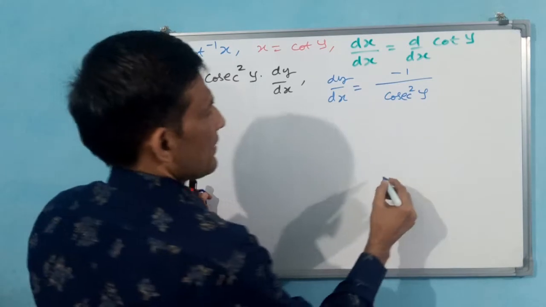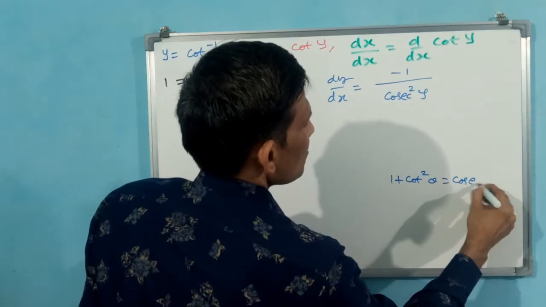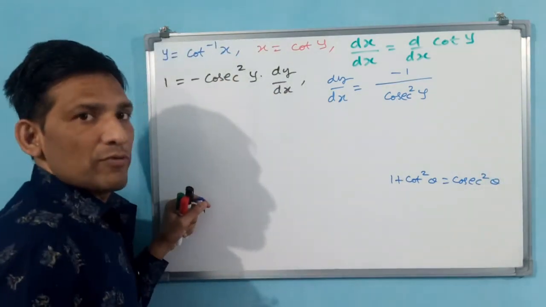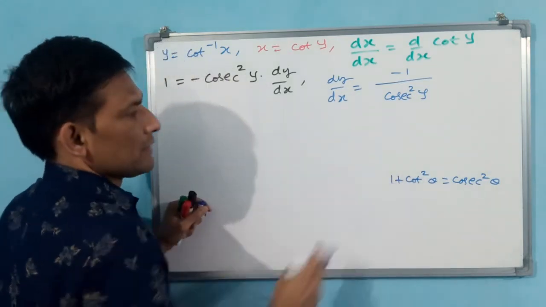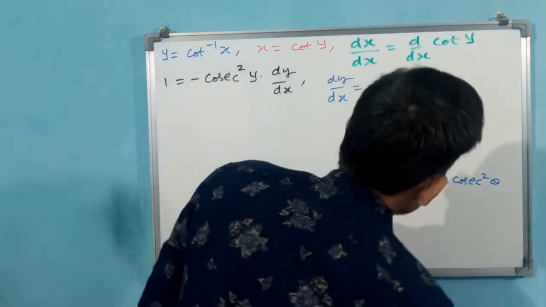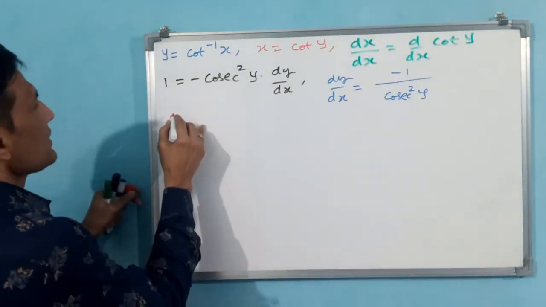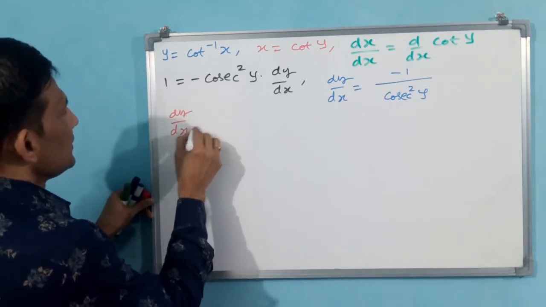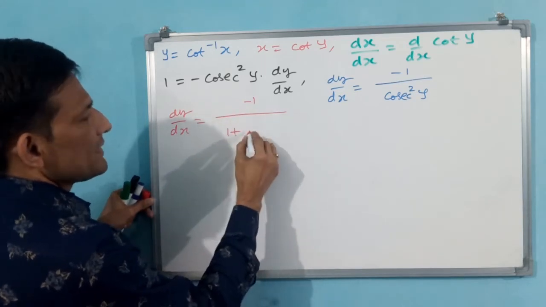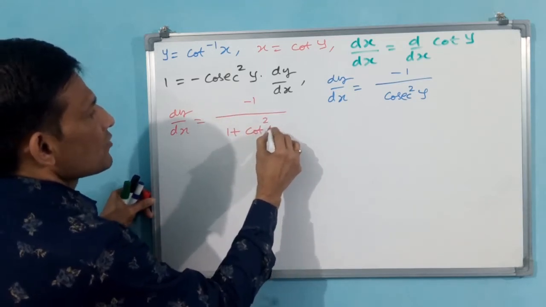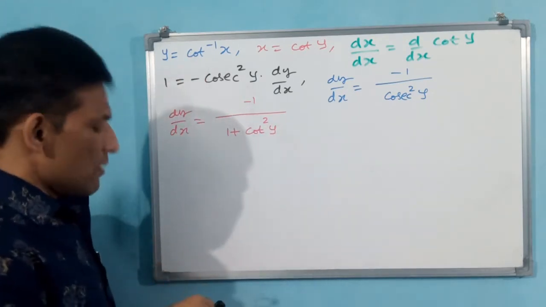You see what I am writing here. 1 plus cot square theta is equal to cosecant square theta. This formula we know. That means cosecant square y I am going to write as 1 plus cot square y. So dy by dx is equal to minus 1 by 1 plus cot square y. Is it okay? Definitely okay.